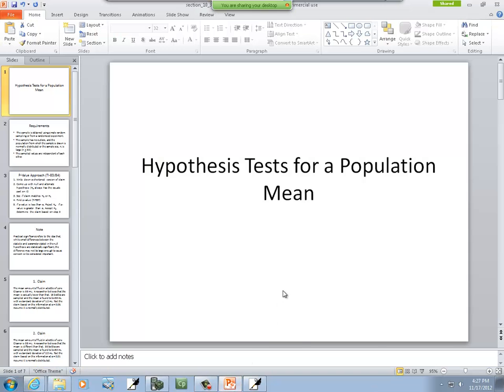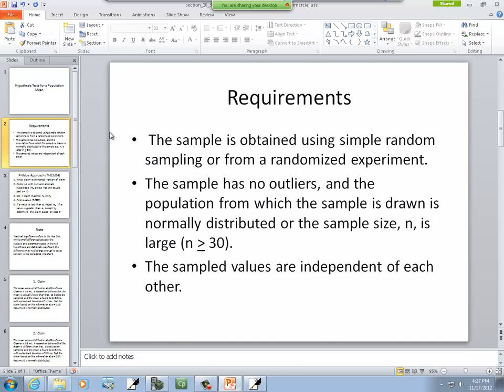Okay, let's take a look at a hypothesis test for a population mean. Some requirements: samples obtained using simple random sampling or from a randomized experiment. The sample has no outliers, and the population from which the sample is drawn is normally distributed, or the sample size n is large, n is greater than or equal to 30. Sampled values are independent of each other.